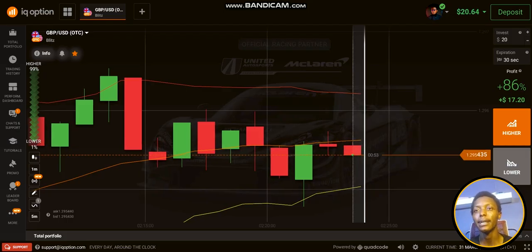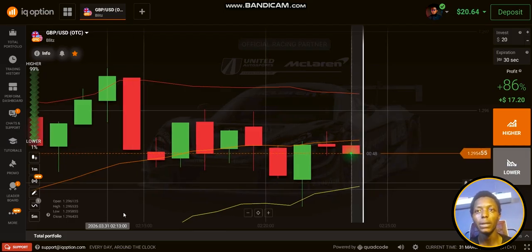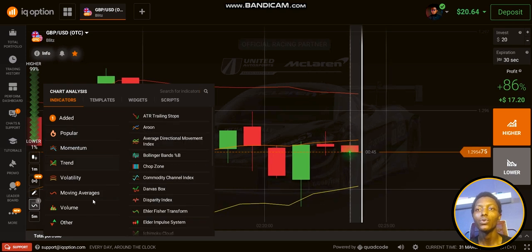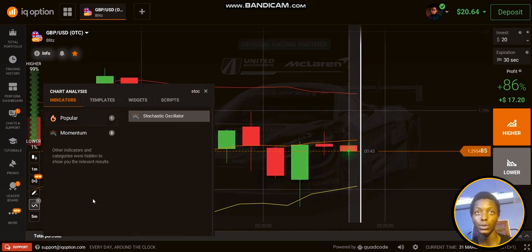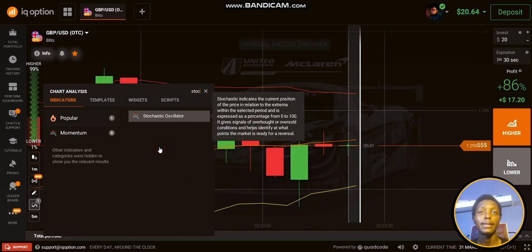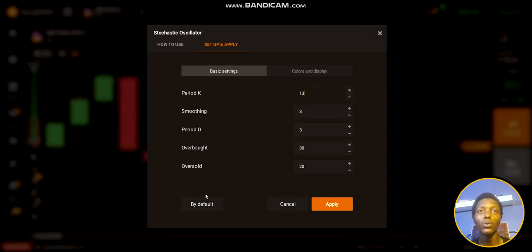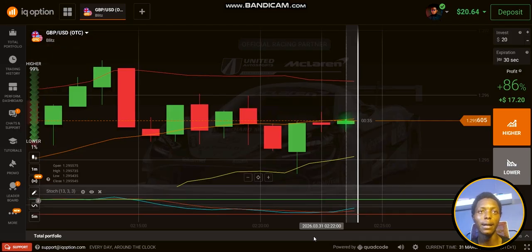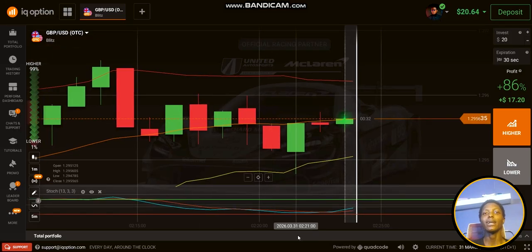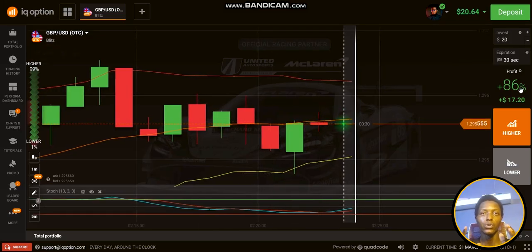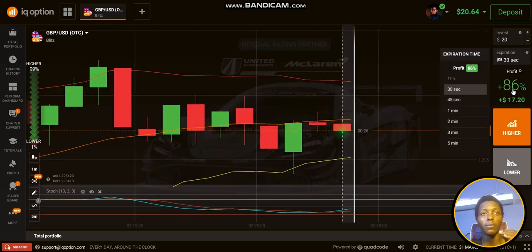The next indicator is the stochastic oscillator. You're going to go back to the indicator section and search stochastic oscillator. As you can see, this is the stochastic oscillator. No need to change anything, just leave the default setting and click apply. So these are our indicators: we now have a stochastic oscillator and Bollinger bands.